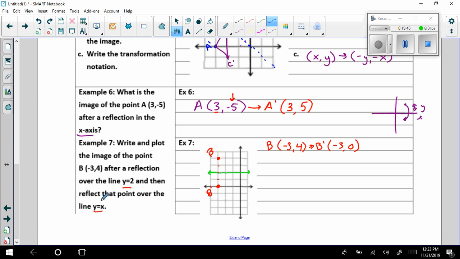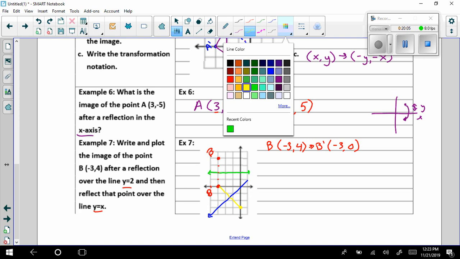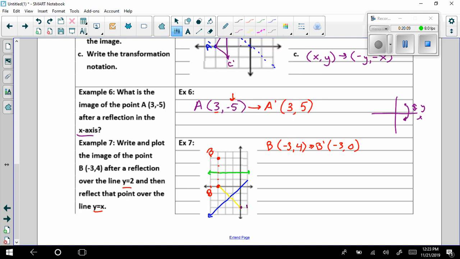But then it says reflect that point over the line y equals x. Well, the line y equals x is right here. So I need to flip it over to this side. So again, I kind of just count. Here's 1.5, so I go a half and a 1. This point right here is then what we will call B double prime.